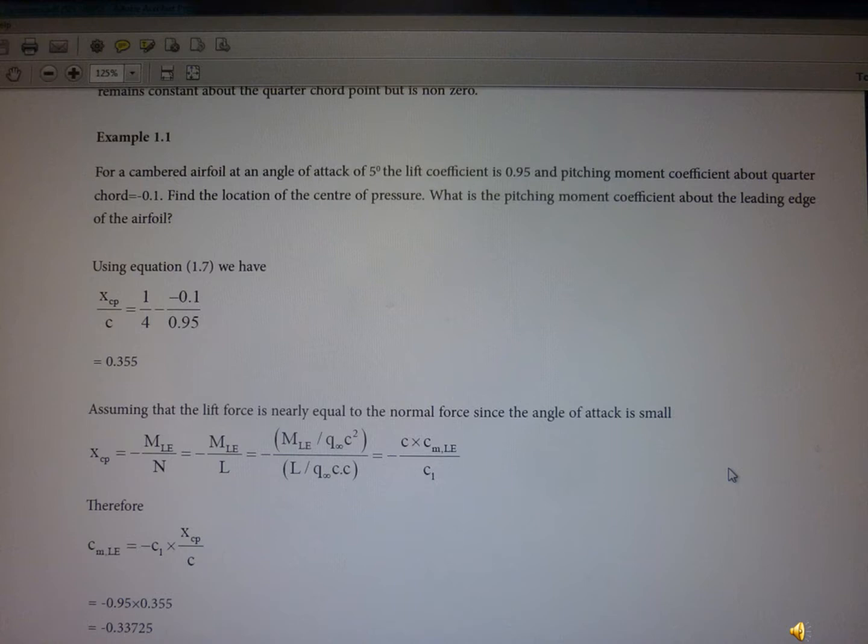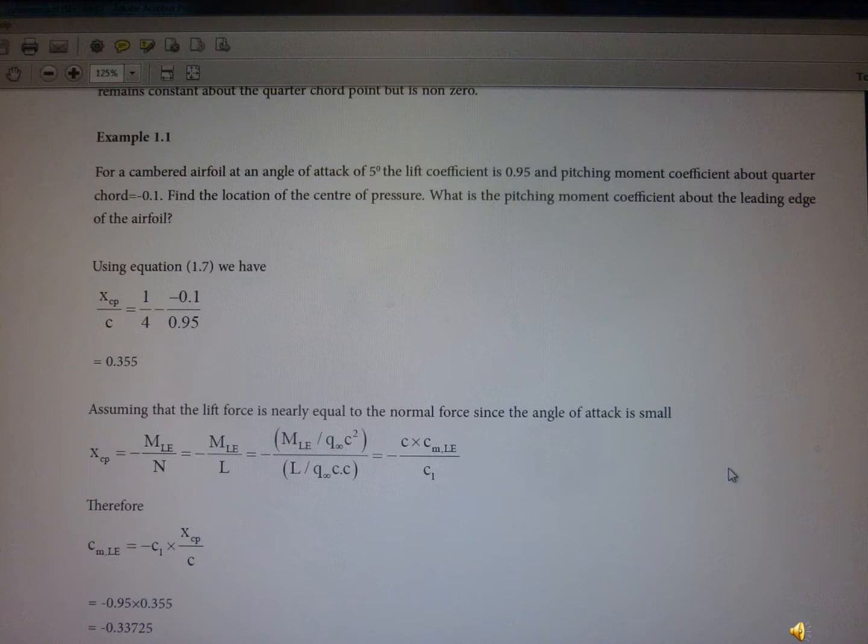Assuming that the lift force is nearly equal to the normal force, since the angle of attack is small, so ACB equals minus MLF divided by N, which is equal to minus MLF divided by L. So this is minus MLE divided by Q multiplied by C squared, divided by L divided by Q multiplied by CC, so you get C multiplied by CMLF by C1. Therefore, CMLF is equal to minus C1 multiplied by ACB by C, so minus 0.95 multiplied by 0.355, so you get 0.33725.